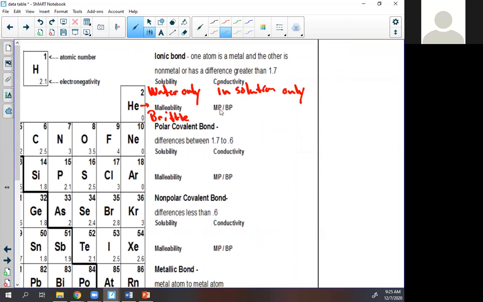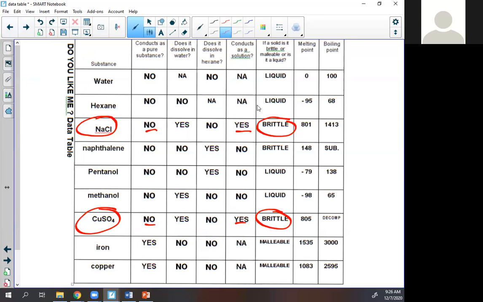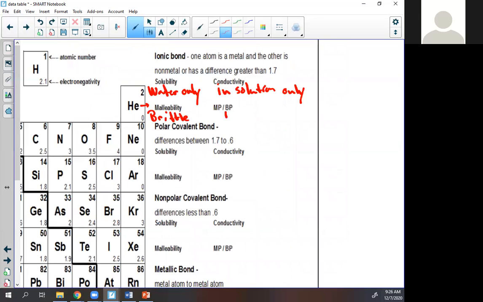Okay, MP and BP, that means melting point and boiling point. And we're just looking for high, medium, or low. So you look at these values and comparatively, do they look high, medium, or low? They're pretty high. They're not as high as metallic, but they're still very high. So you would put high.